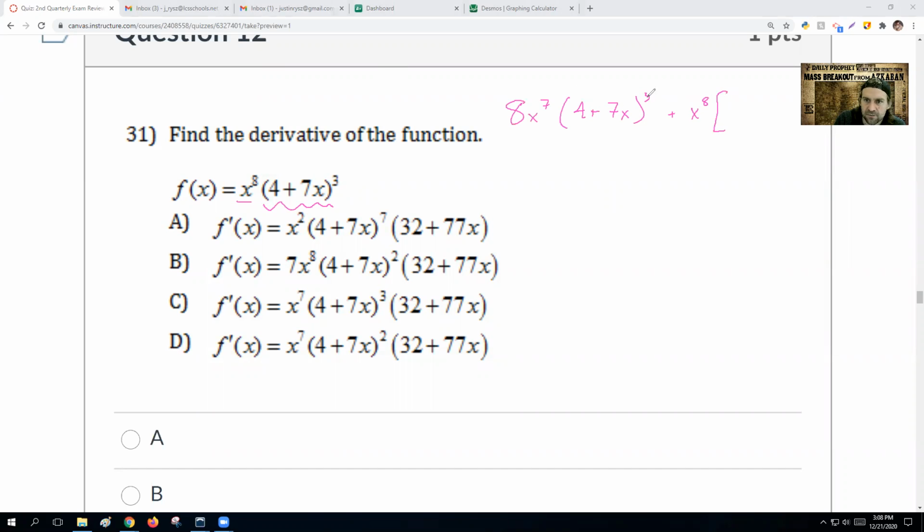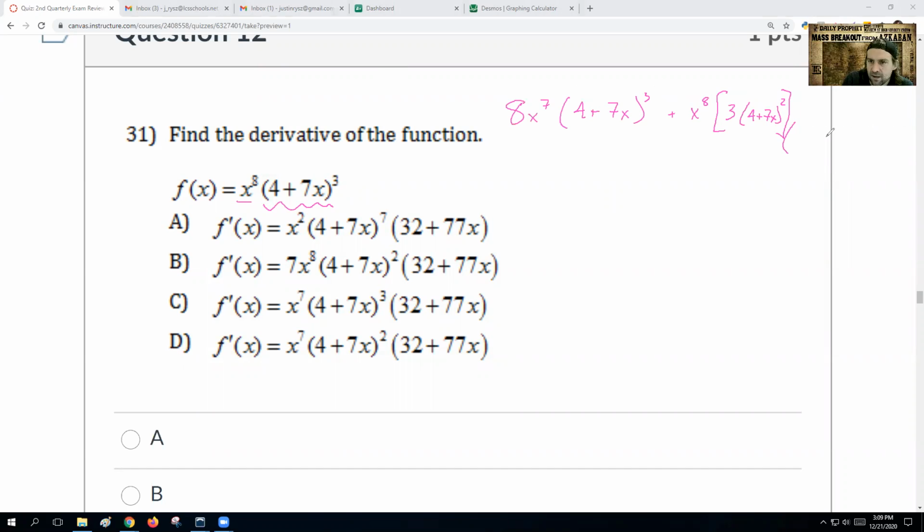Got to do the chain rule here. So we got 3 of the 4 plus 7x squared, times the derivative of the inside. Derivative of 4 plus 7x is just 7. So we got 8x to the 7th times 4 plus 7x cubed plus, all right, we can multiply those. That'd be 21x to the 8th times 4 plus 7x squared.